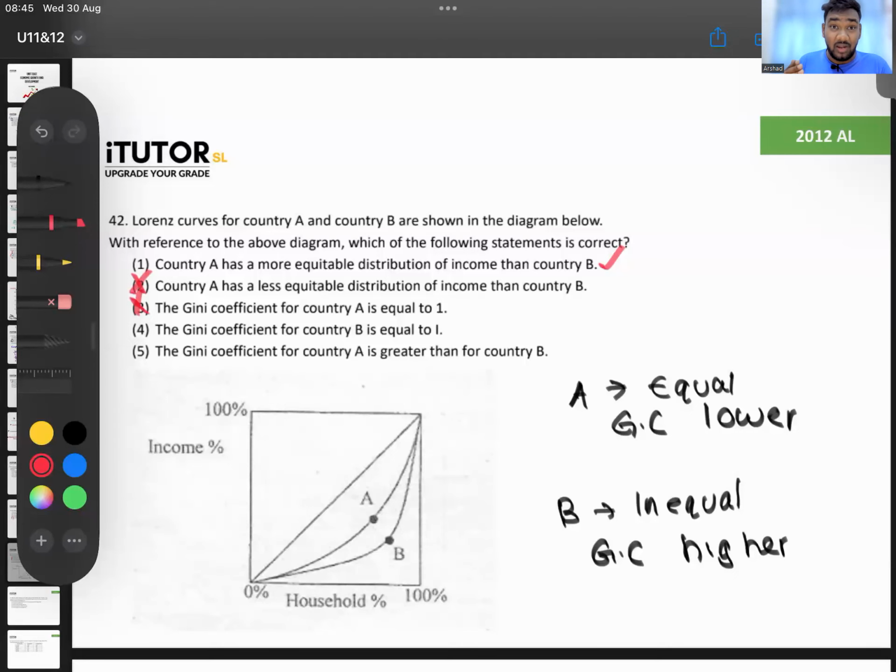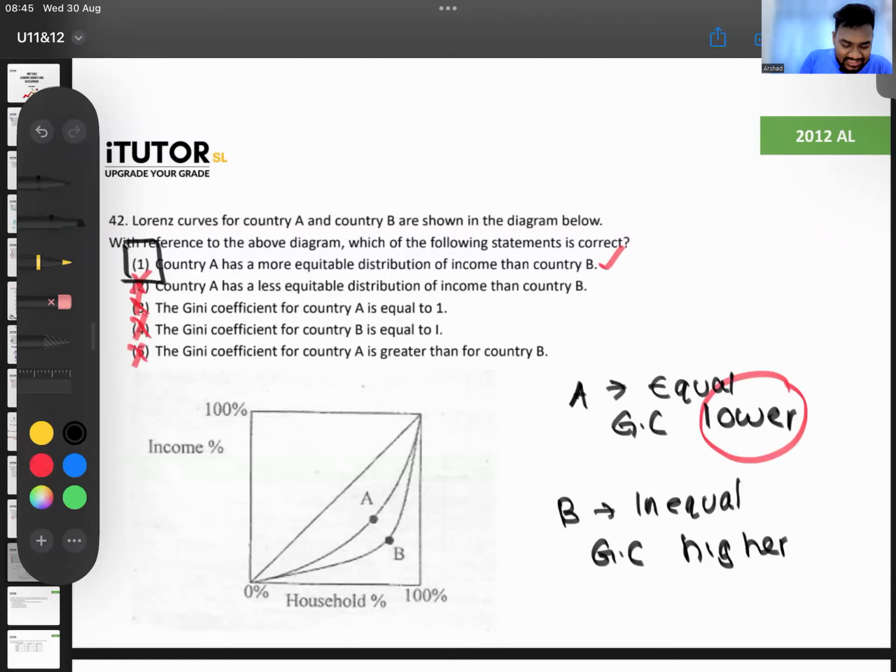No. 1 means perfect inequality. They don't have perfect inequality. They have inequality, but it's not equal to 1. Wrong. Gini coefficient of country A is greater. No, no. Country A's Gini coefficient we said will be lower. It can't be greater. Okay, so therefore, answer number 1.